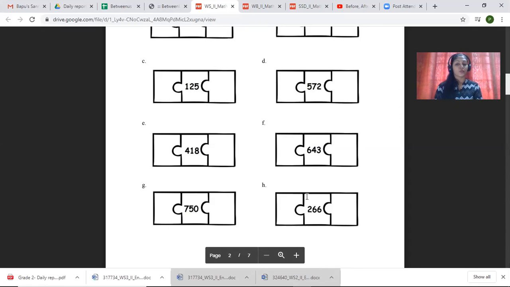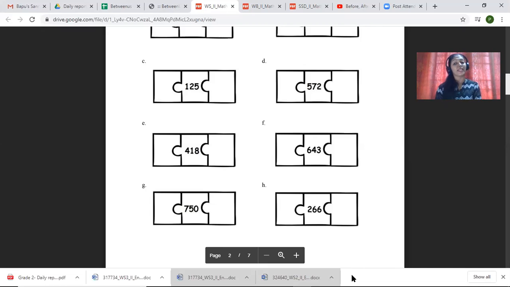Now you have to write what comes before 266. You take the tens and the ones place. You know 1 to 100 numbers, isn't it? You know forward counting and backward counting thoroughly. Yes? So then it's easy for you. What comes before 66? It is 65. So what comes before 266? 265. Check your answer.